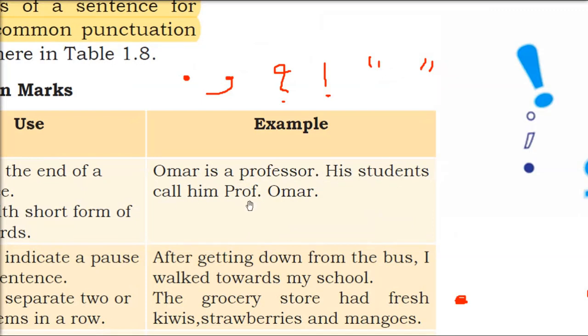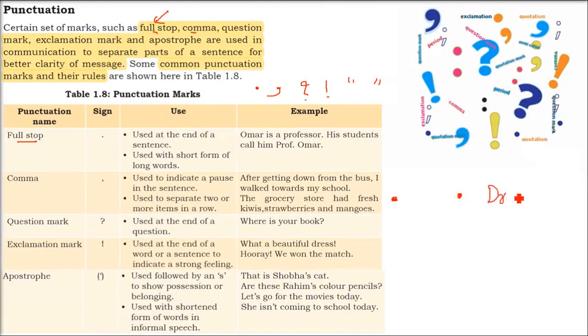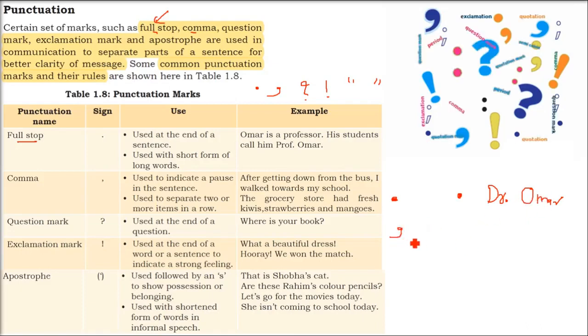His students call him Professor Omar. Now you see, professor, you don't want to write it whole. So when you are making it short, you put a dot. So this is Prof dot. This is used with short forms of long words. If you are writing Dr. Omar, D R dot, you will not write doctor every time. So here dots are used.